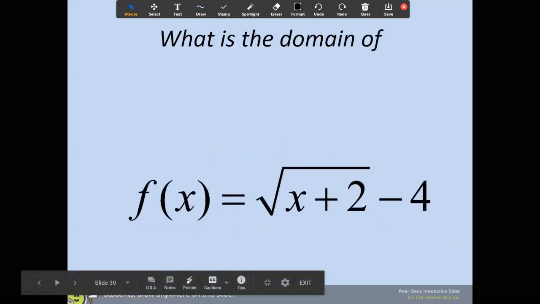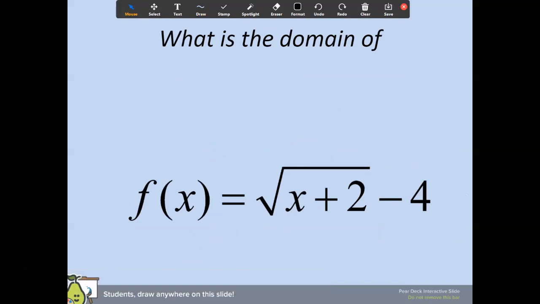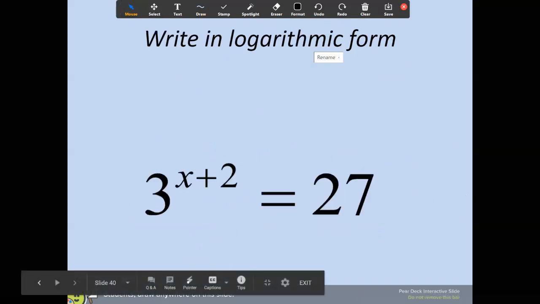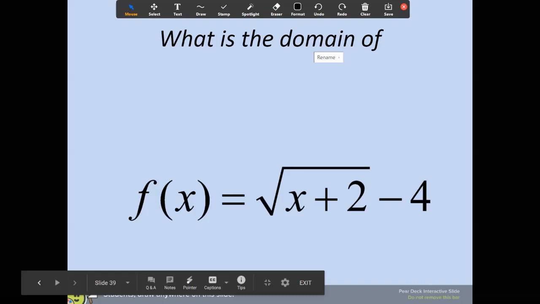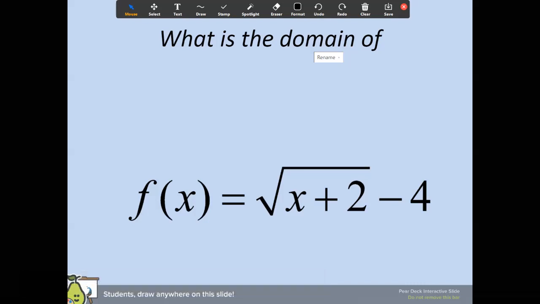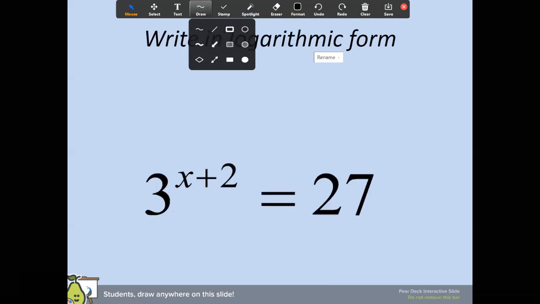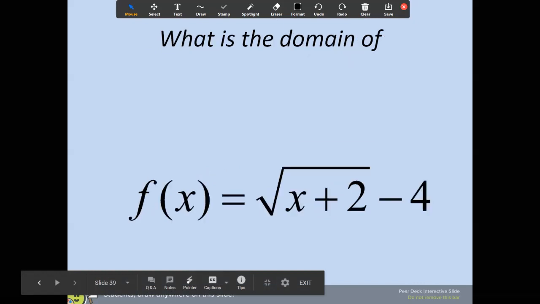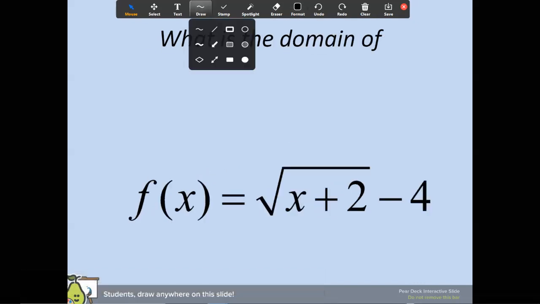Okay, again, what is the domain? So if you are thinking about this as a graph, sorry, let me try it one more time. Let me get my actual pen.